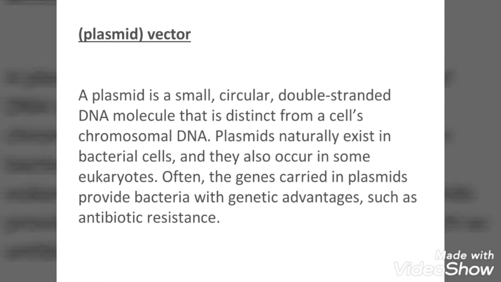So the genes which are present in the plasmid are constructed with nucleotides. So those nucleotides we call genes. A genetic advantage means, for example, that they can resist antibiotics, by having that in the plasmids. So a plasmid is a small circular double-stranded DNA molecule. The plasmid acts as a vector, and is used in rDNA technology as a tool.